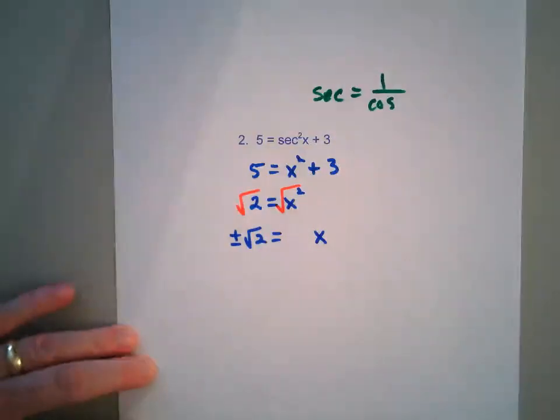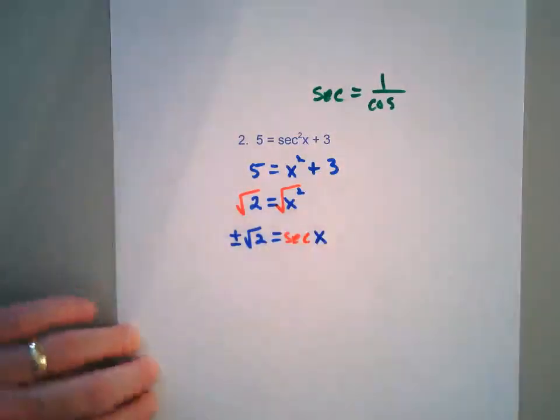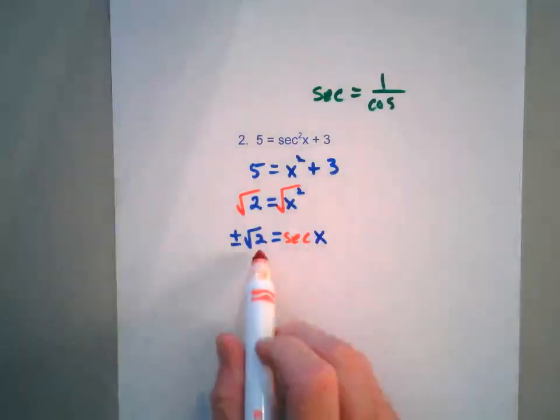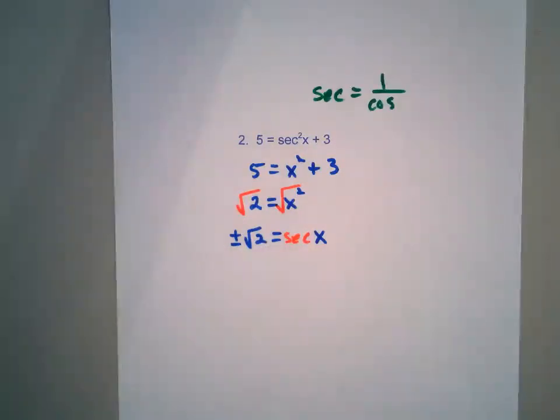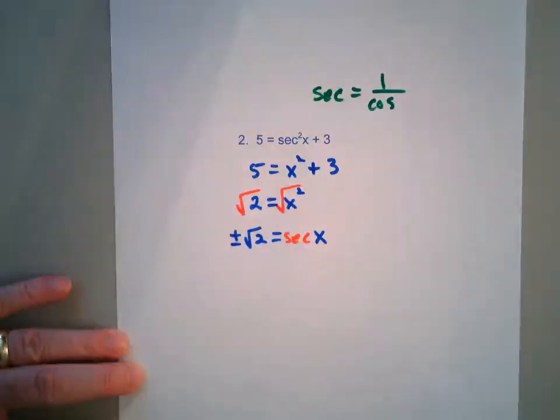Now, I'm going to put a little bit of room there so that I can bring the secant back into play. Okay, so we get to reciprocate the square root of 2. So this is going to be, let's do this.